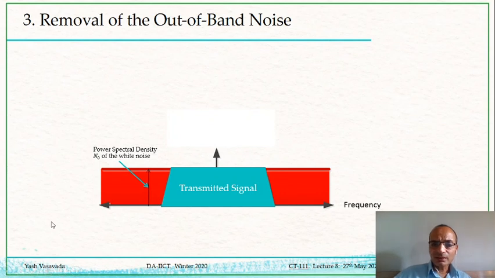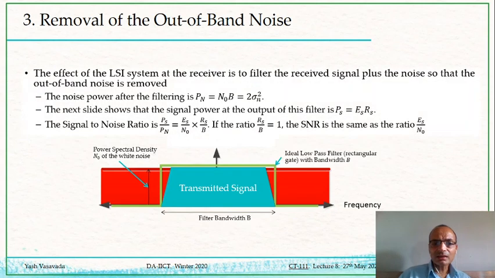then by having the filter, and suppose if it is an ideal low pass filter, then what it will do is it will get rid of all of this red colored portion of the power spectral density which falls outside of this gate. And again, this we have seen in an earlier lecture on the convolution operation.